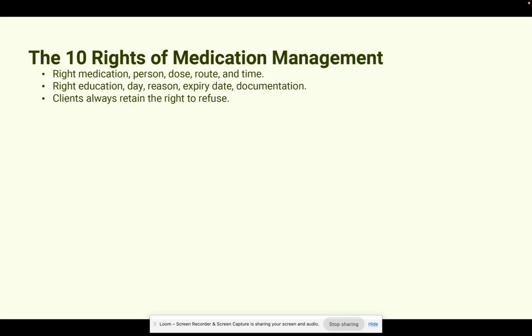Clients always have the right to refuse if they don't want to take their medication on that specific day. However, as I mentioned, you can encourage them 3 times before you document that the client refused the medication. It's good to encourage them 3 times at about 10-minute intervals if you have longer time to stay with the client. If they really don't want it, then you can document: client encouraged to take scheduled medication 3 times; however, client still refused.